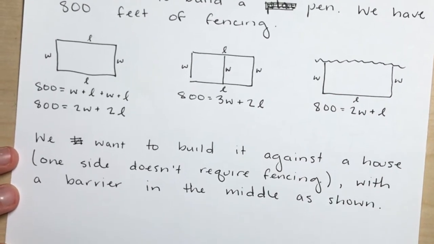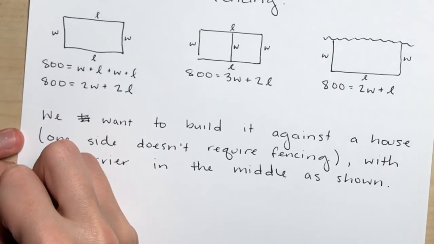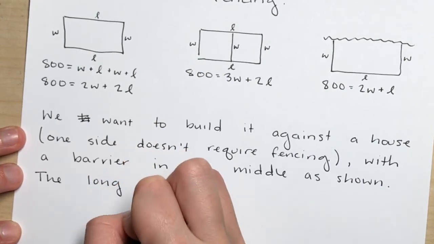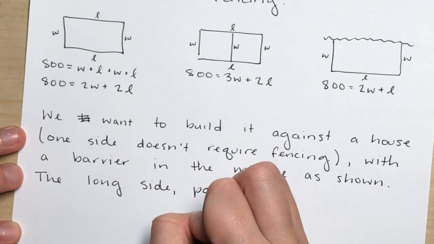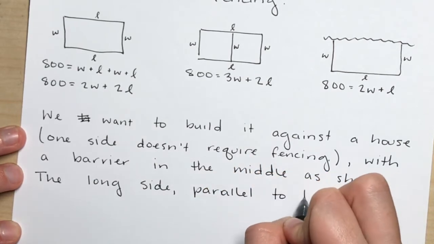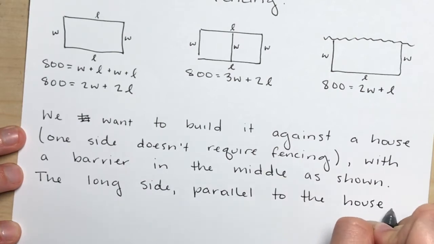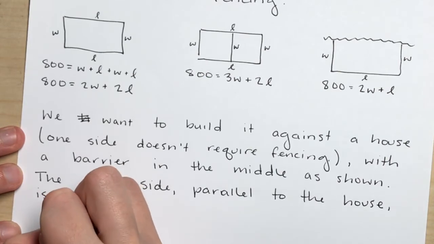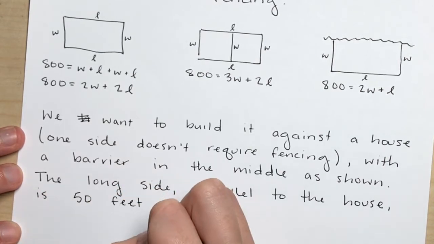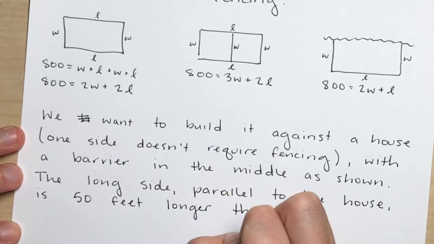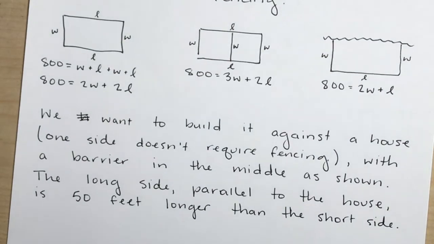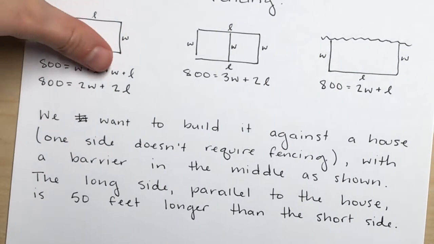And the last thing I would like for us to add is that the long side parallel to the house is 50 feet longer than the short side. Okay, so this is a lot of information to work with, but let's give it a shot.